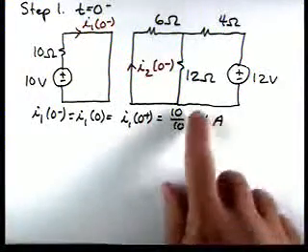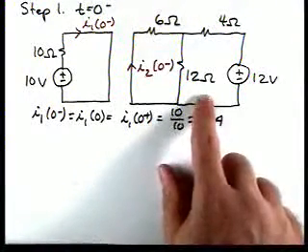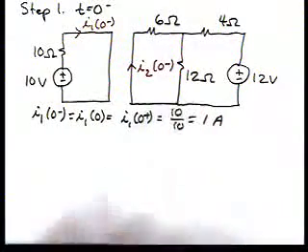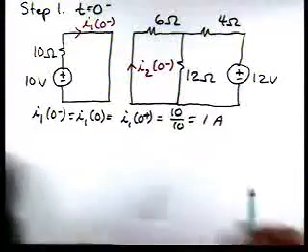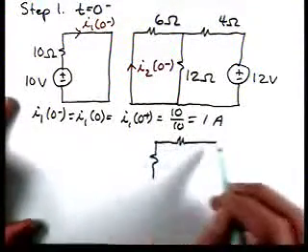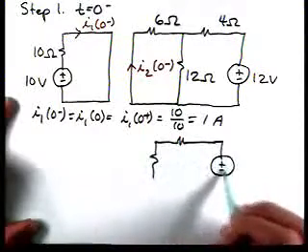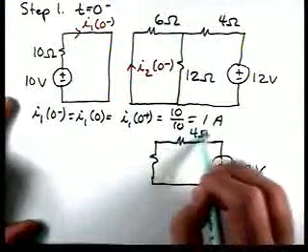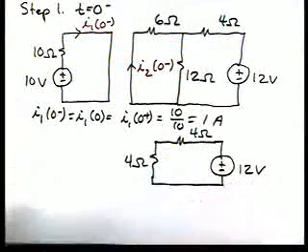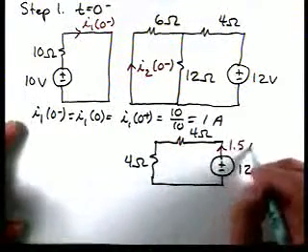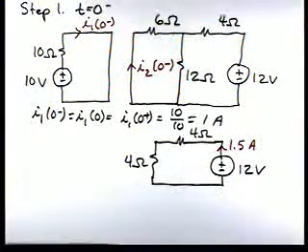Now, for this part of the circuit, let's combine these two resistors in parallel. A 6 ohm and a 12 ohm in parallel gives us a 4 ohm, so the right hand side can be reduced to the following. And if we calculate the current leaving that source, it's 1.5 amps in that direction.